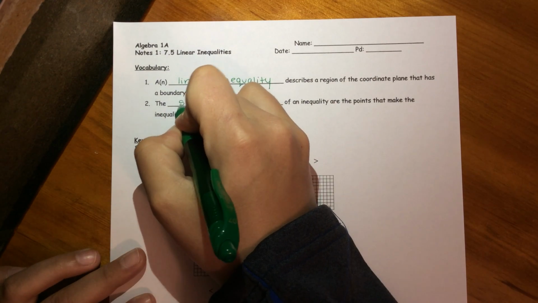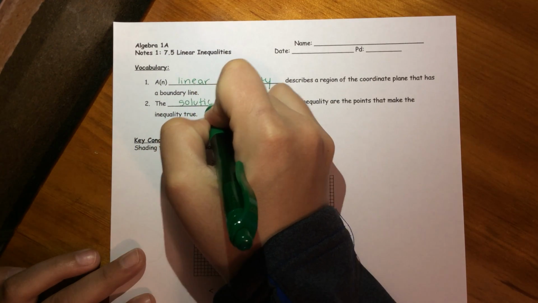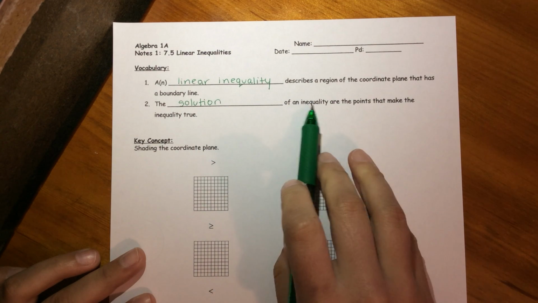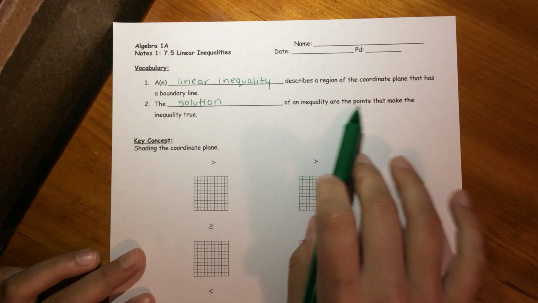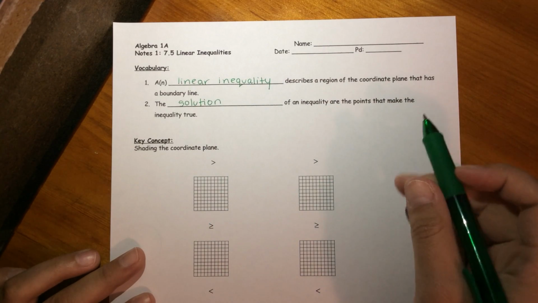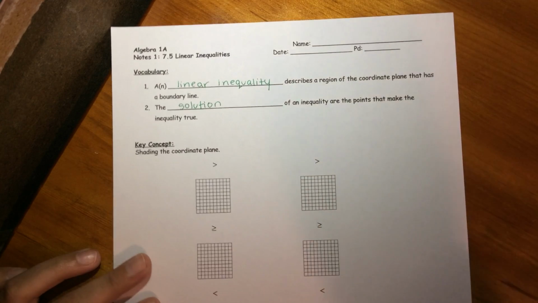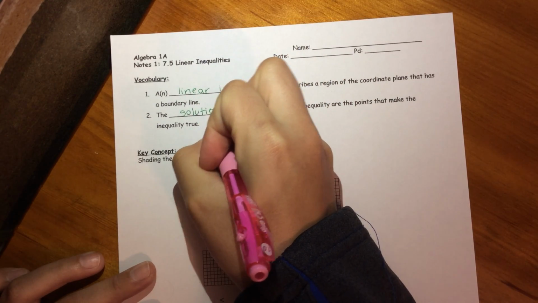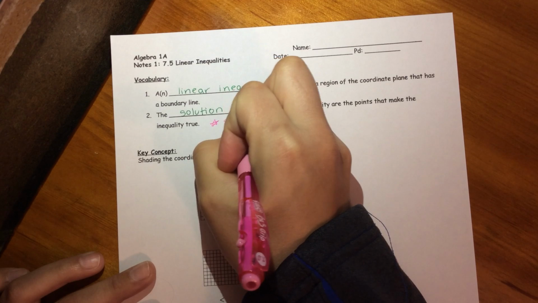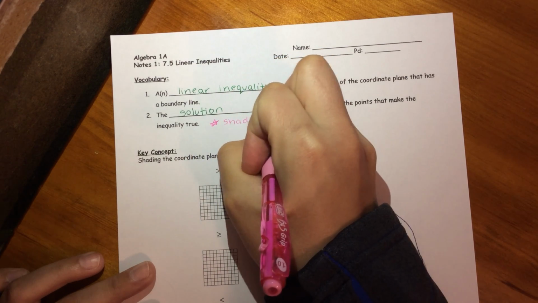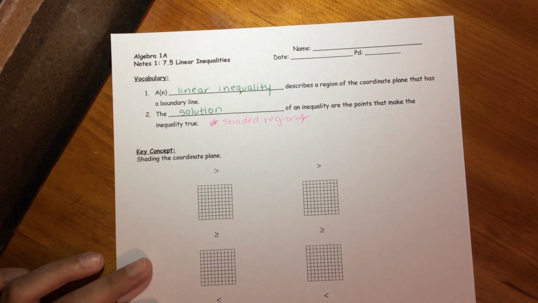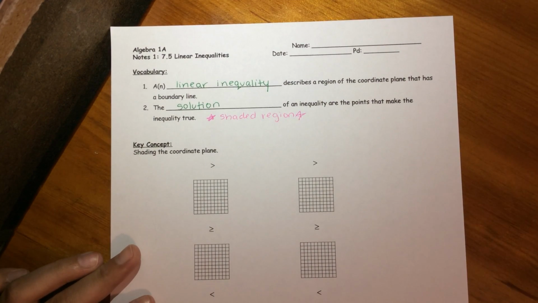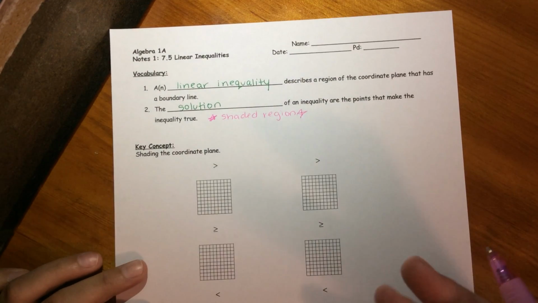So then the solution of an inequality, or the solutions of an inequality, are the points that make the inequality true. In other words, and I want you to add this here, it's talking about the shaded region. And again, you'll kind of see what I mean here in a second when we go through and we start graphing. But it's going to be the shaded region is your solution.